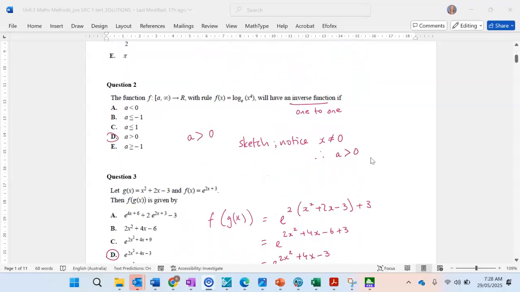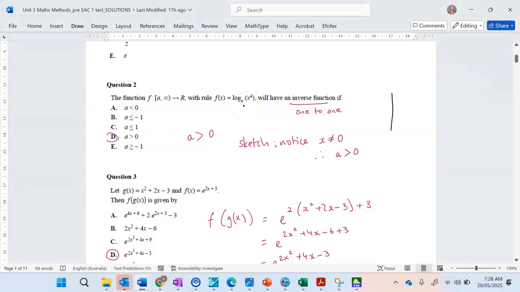All right, question number 2. This was 74% got this one correct, so also not too difficult. We've got the function, and the rule is natural log x to the power of 4. So it's a composite function, but it doesn't really matter. We're just deciding how to make it an inverse function. So just sketch it. Let me just show you what it would look like. It goes something like that.